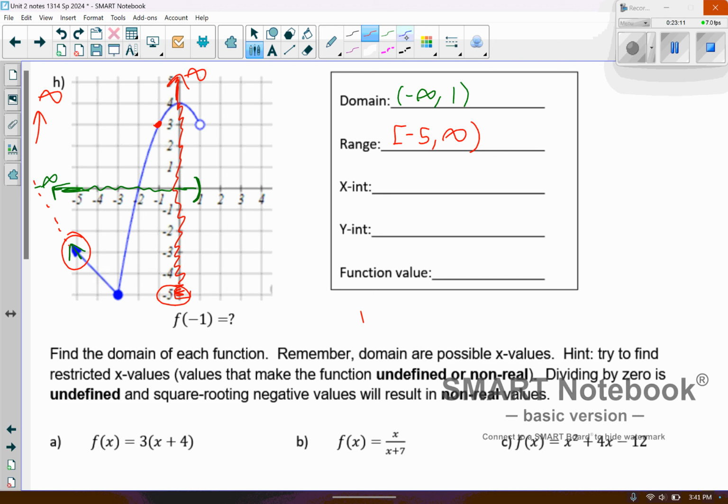Okay, so x-intercept, that's going to make this one a little complicated because there is another x-intercept over here. Just don't worry about it because we don't know exactly where it's at. So let's just worry about this one. This x-intercept is going to be at negative 2, 0. And we do have a y-intercept, which is right here at 0, 4. And then our function value, f of negative 1. So when x is negative 1, y is 3. Right there.